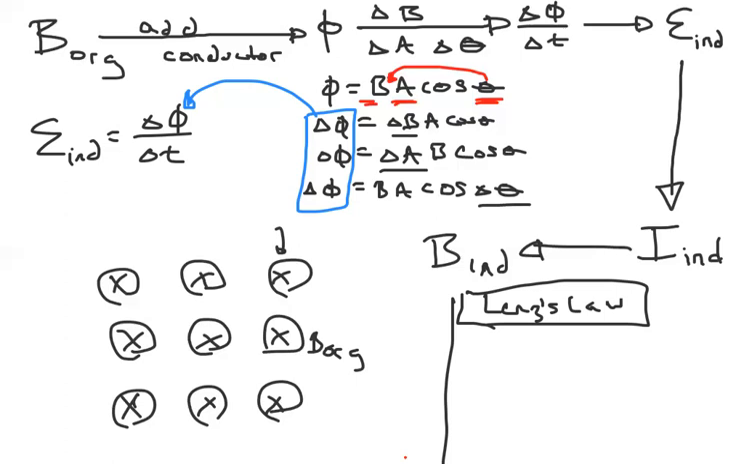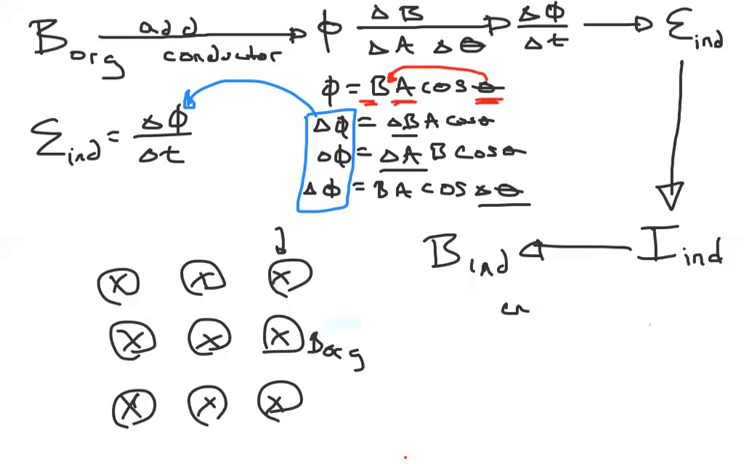There's going to be a current generated. It's going to be in this direction. Why? Because flux is increasing or decreasing in a particular way. And that's all Lenz's law is trying to do for you.